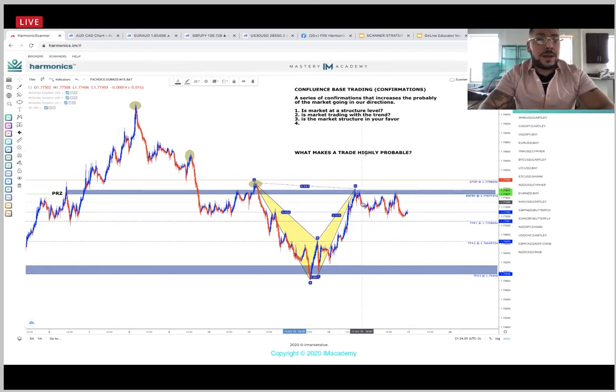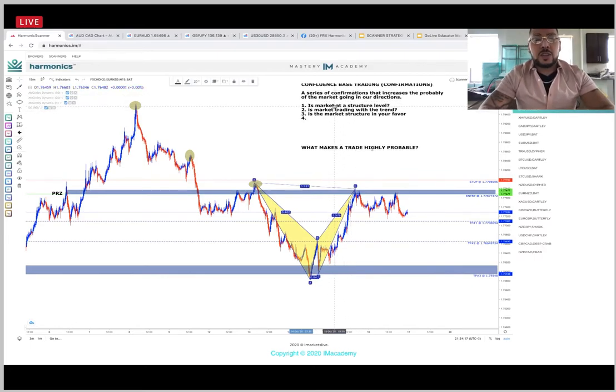So let's talk about the analysis first. Confluence-based trading helps you build up your confirmations to increase the probability of the market going in your direction, and you can start combining this with your strategy. Let's look at this. If this market is giving us a sell, this entire harmonic pattern is actually an analysis. This harmonic scanner is an analysis.